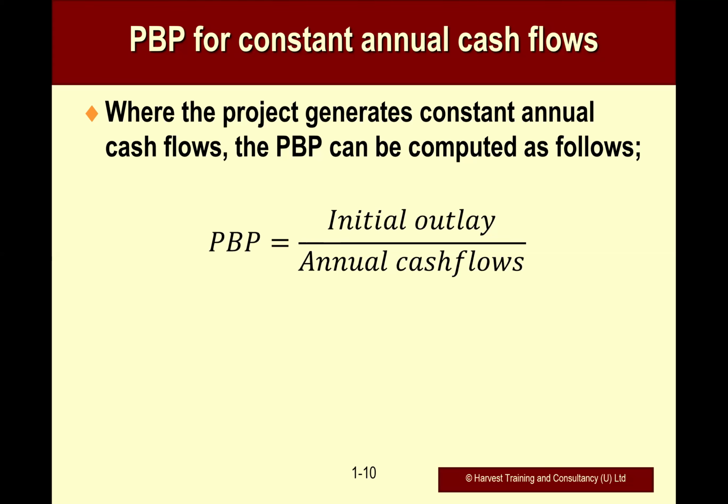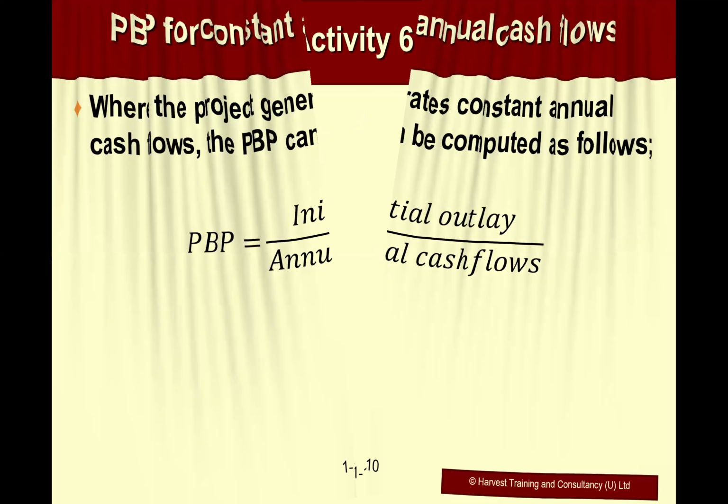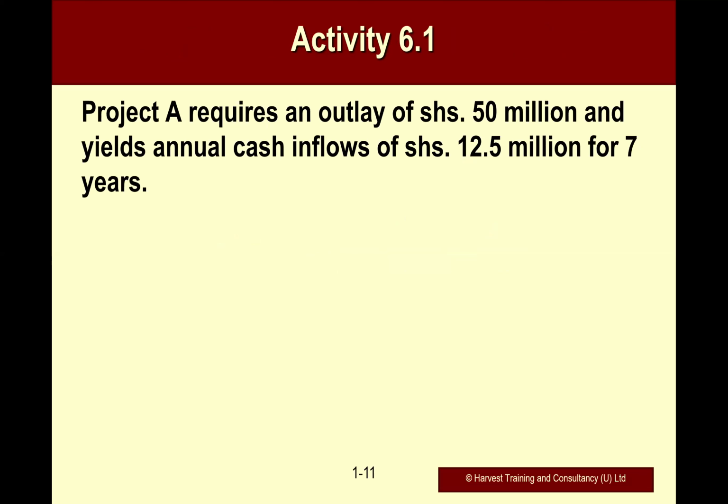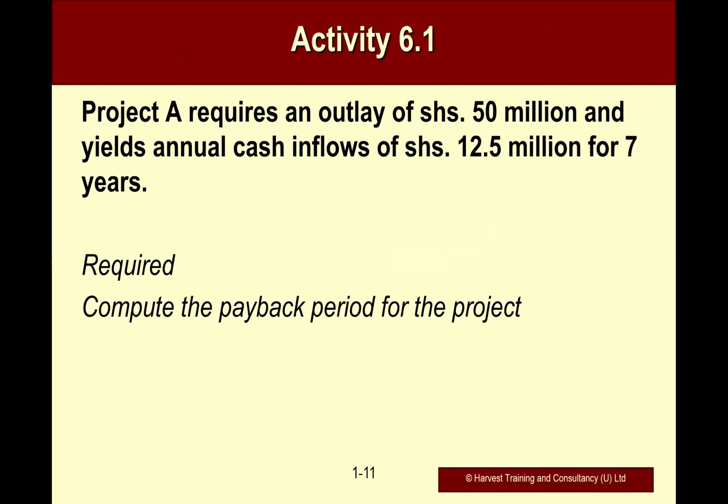So we are not writing it now because we shall still use it in our activity. So I'll use a simple activity here. And of course, we shall consider project A, which requires an investment of 50 million. Now, this project gives us 12.5, 12.5, 12.5 million cash inflow for 7 years. So what is the payback period? Now, since we are getting the same amount of money every year, we shall calculate the payback period as per the formula on the previous slide.